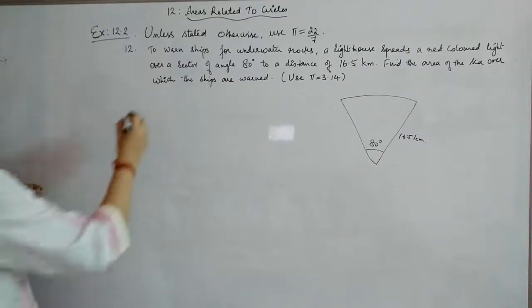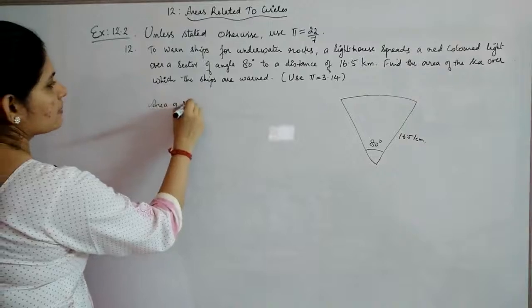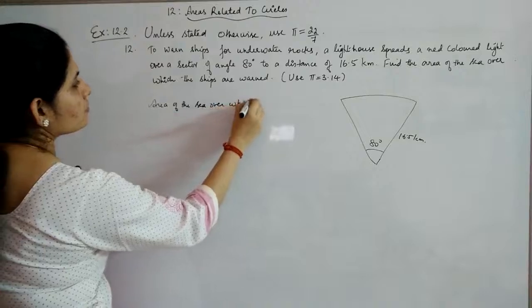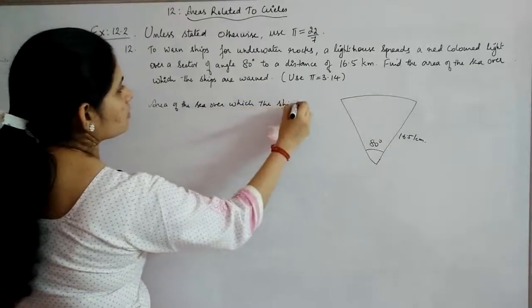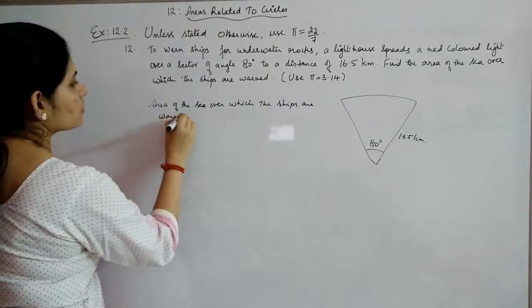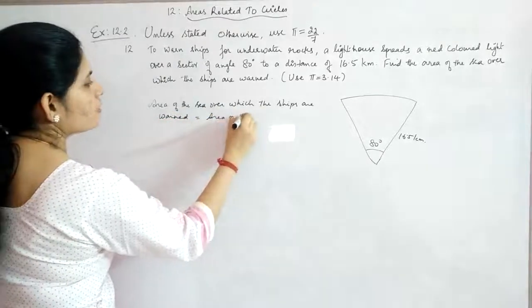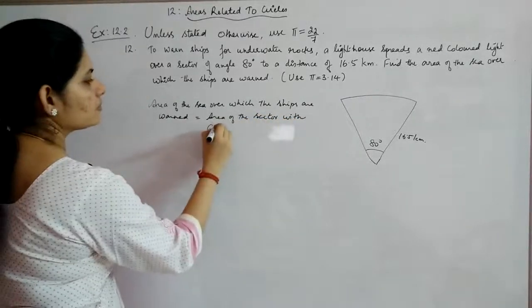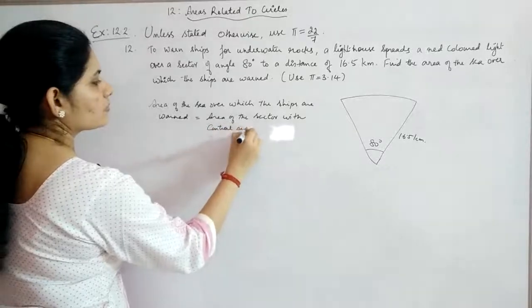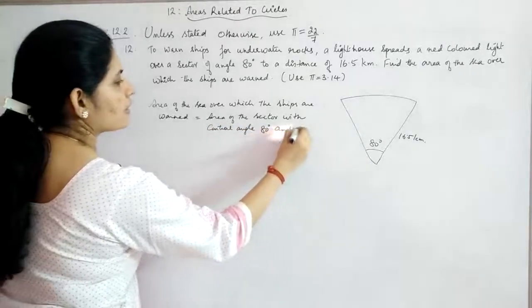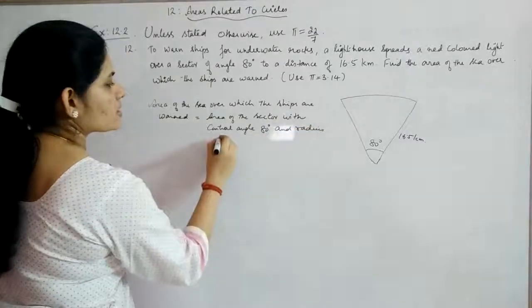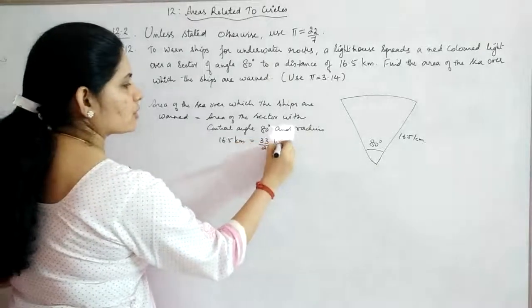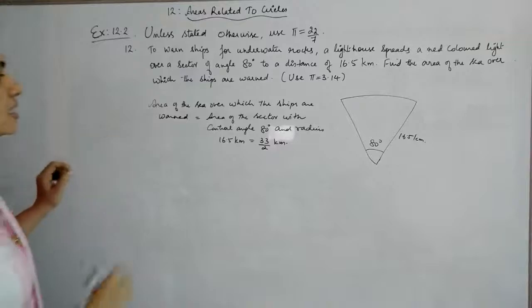So the area of the sea over which the ships are warned will be the same as the area of the sector with central angle 80 degree and radius 16.5 kilometer, which can be written as 33/2 kilometer also for the ease of calculation. Now we will start doing the calculation.